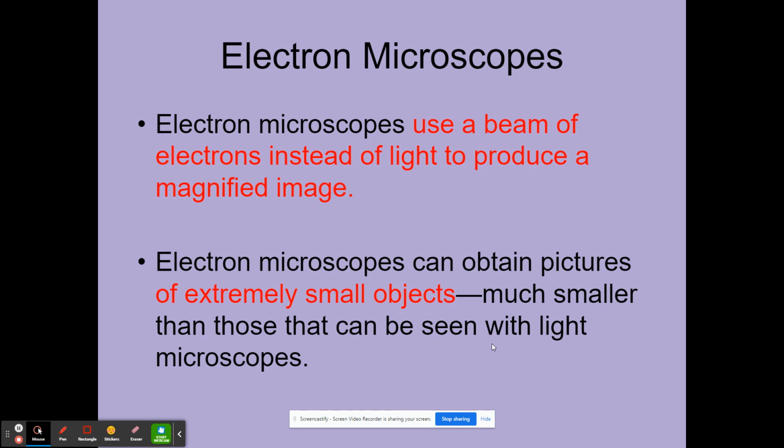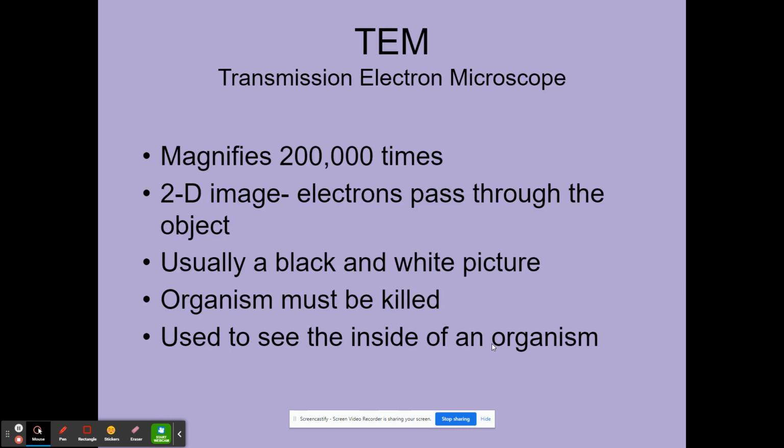Electron microscopes use a beam of electrons instead of light to produce a magnified image. You can obtain pictures of extremely small objects, much smaller than those with a light microscope. So this first one is called a TEM, or transmission electron microscope.